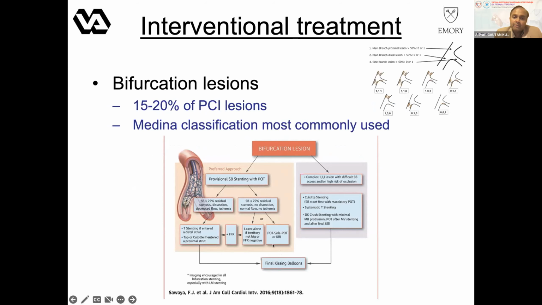Again, physiology here can be of value. It's worthwhile thinking about doing a physiologic measurement of the side branch, and if the flow is good, probably leaving it alone is a reasonable option as well.